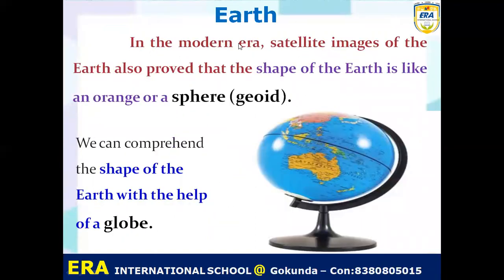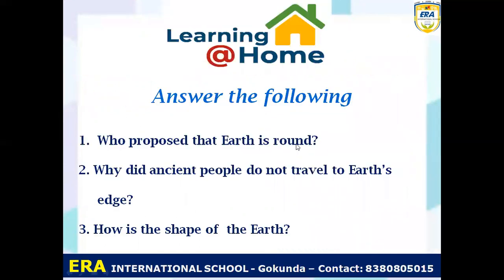So in the modern era or age, you can see satellite images of the Earth that prove that the shape of the Earth is like an orange or sphere. So how is the shape of the Earth? Orange or sphere, meaning the middle is bulged and flattened at the north and south regions. Understand everybody? How is the shape of the Earth? That is, the shape of the Earth is like an orange, which is spherical. We can comprehend the shape of the Earth with the help of the globe. So you can see that this is a globe which is useful to know or understand the shape of the Earth. So this is our achievement.